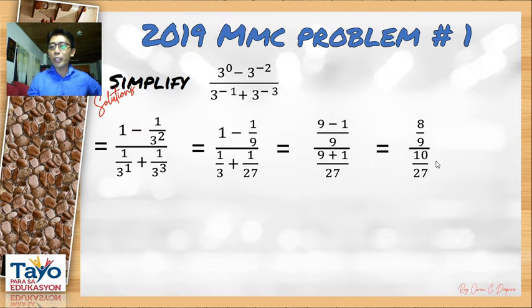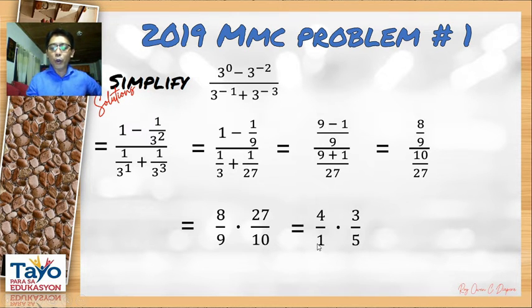Now, this is a complex fraction. So, what we are going to do on this, we get the reciprocal. Yan. So, 8 over 9, yung operation na division, kasi kinuha na natin yung reciprocal, magiging multiplication na ngayon. So, ang reciprocal ng 10 over 27 is 27 over 10. That is equal to 4 over 1 times 3 over 5.